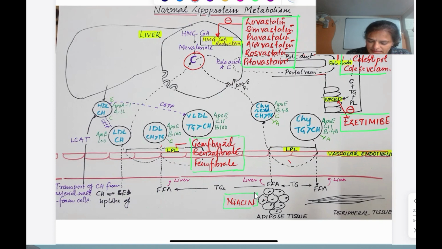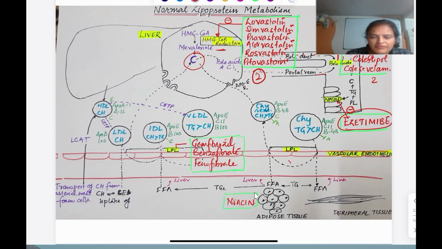So first is Ezetimibe. How does it act? It acts by inhibiting the Niemann-Pick C1 like 1 transporter, which helps in the absorption of cholesterol, both dietary as well as the cholesterol which is absorbed with the bile. Then the second one is statins. Statins inhibit the synthesis of cholesterol by inhibiting the rate limiting step, that is, they are HMG coenzyme A reductase inhibitors.